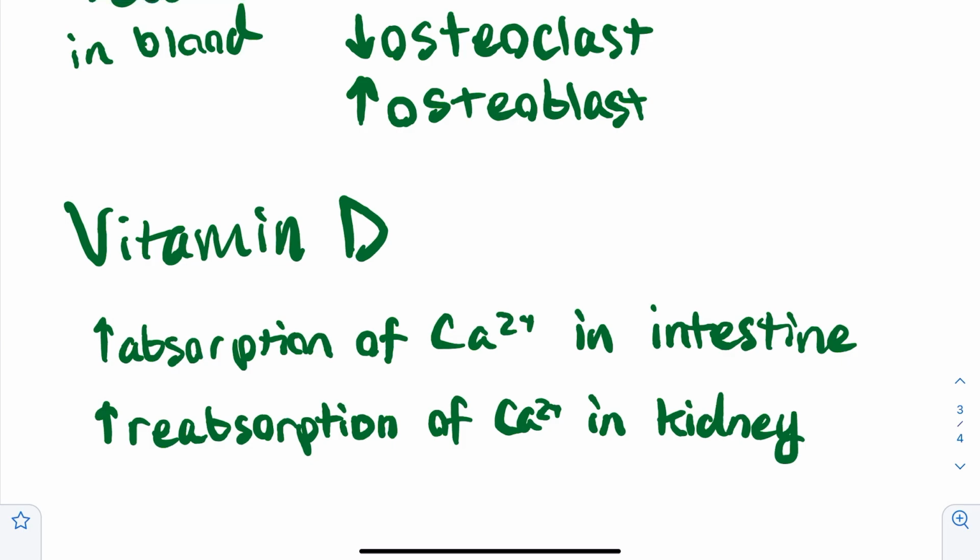The kidney is going to turn blood into urine. It's going to filter the blood. But reabsorption is where it goes, okay, wait, before you go out of the body, we need all these things back. And vitamin D says one of those things should be calcium.